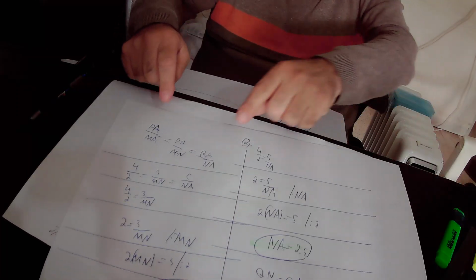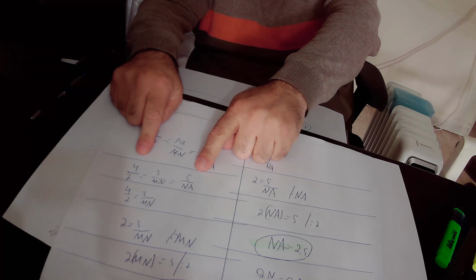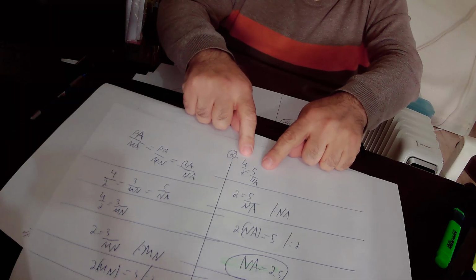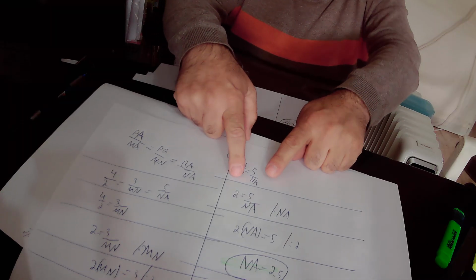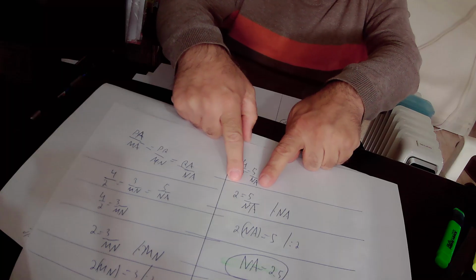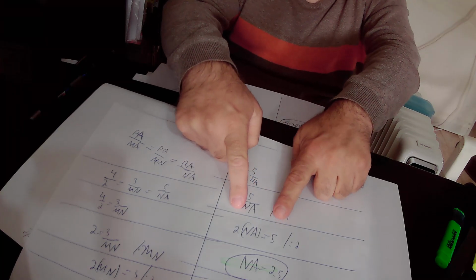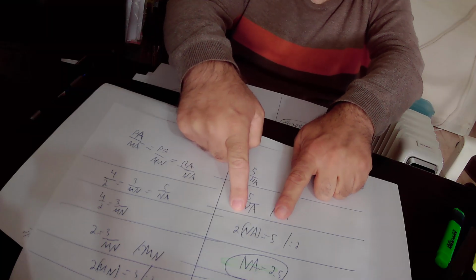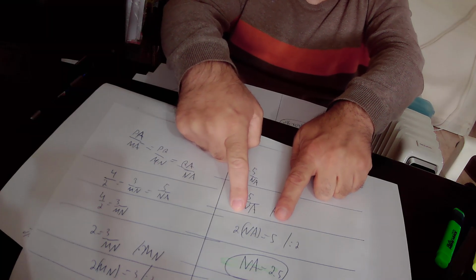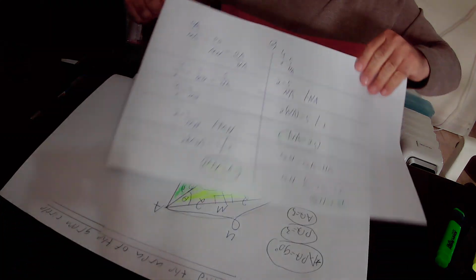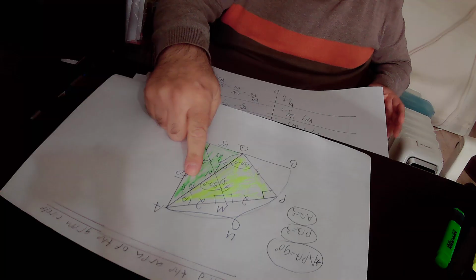From the same equation, we can conclude that 4 over 2 equals 5 over NA. 4 over 2 is 2, so 2 equals 5 over NA. We multiplied this equation by NA, and we found that 2 times AN equals 5. We divided this equation by 2, and finally we found that AN or NA equals 5 over 2, that is 2.5 units. Here, NA equals 2.5 units in length.